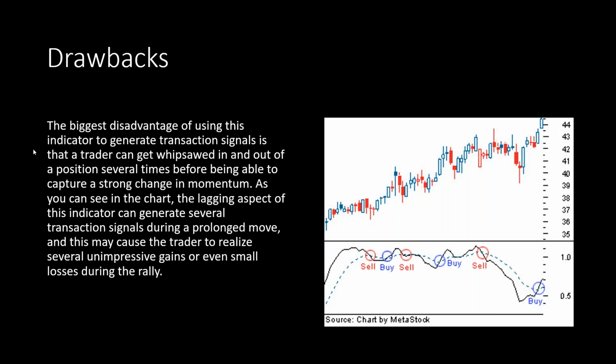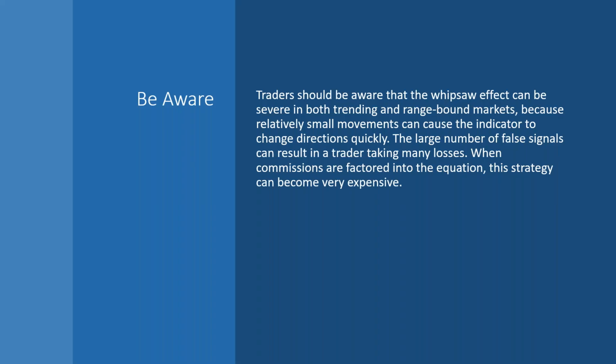Now remember, with MACD, the biggest disadvantage of using this indicator to generate transactions is that a trader can get whipsawed in and out of a position several times before being able to capture a strong move in momentum. As you can see in this chart, the lagging aspect of this indicator can generate several transaction signals during a prolonged move. And this may cause a trader to realize small, unimpressive gains or even small losses during the rally. Remember, I told you, MACD doesn't tell you how far the momentum is going to carry that asset. So traders should be aware that the whipsaw effect can be severe in both trending and range-bound markets.